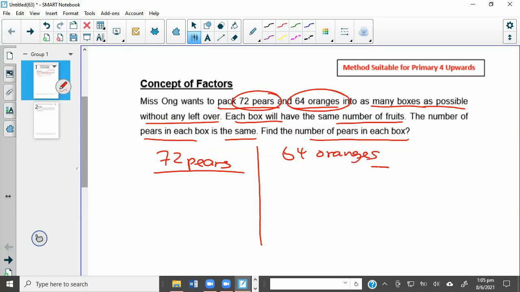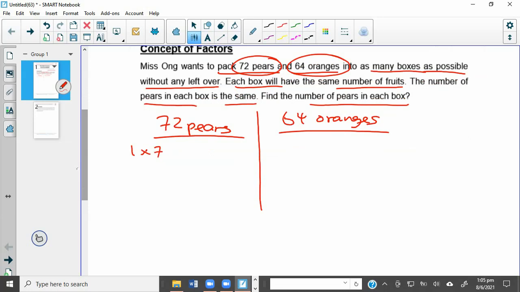Alright, so let's write out the factors of 72. You will have 1 times 72, that's what you learned in primary 4. And you always start in order, so you have 1 first, then followed by 2. 2 times 36 will be 72. So factors don't give you remainder. When you can divide and there's no remainder, that is called a factor. And then 3 times 24 will be 72.